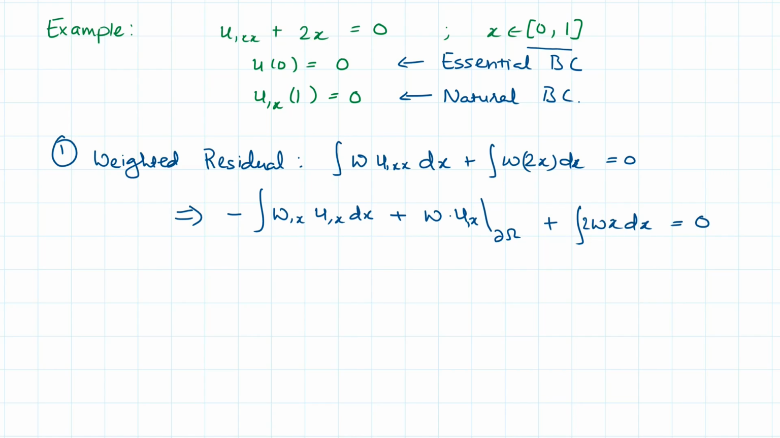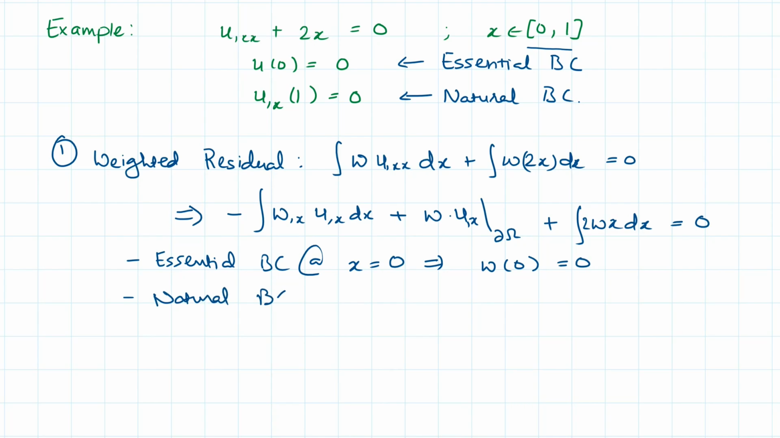Now note that we have essential boundary conditions at x is equal to 0. That implies that our weight function at x is equal to 0 is also 0, and the natural boundary condition at x is equal to 1 implies that ux at 1 is 0, which comes from our boundary condition right here, right?